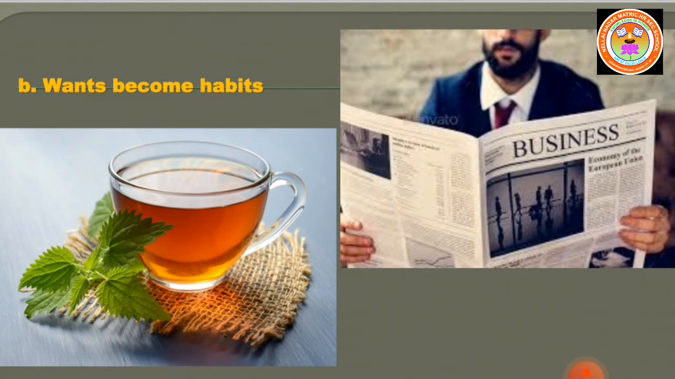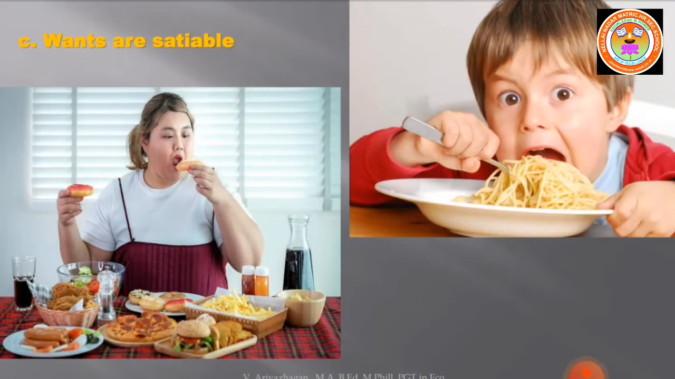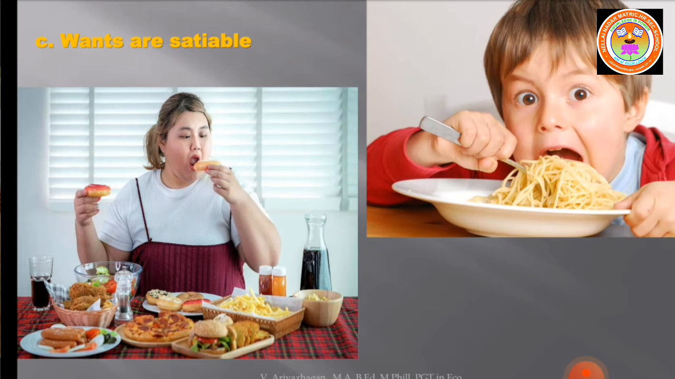The second one, wants become a habit. For example, drinking tea becomes a habit. Reading the newspaper also becomes a habit. The second characteristic of human wants is that wants become a habit. Then the third one, wants are stable. That means satisfying a particular want at a given time. That means stable.